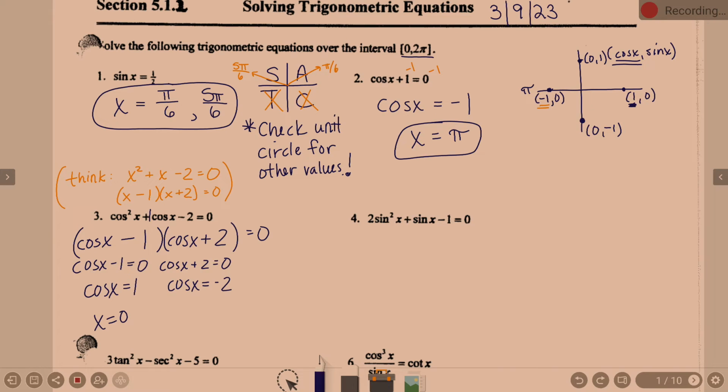Does a regular cosine graph ever go down to negative 2? No, because it alternates between 1 and negative 1. So guess what? This answer is not possible. Cosine will never equal negative 2. And so your only answer here is 0.